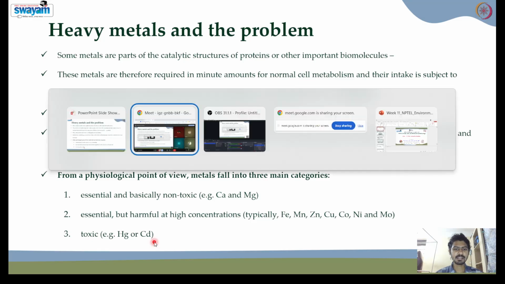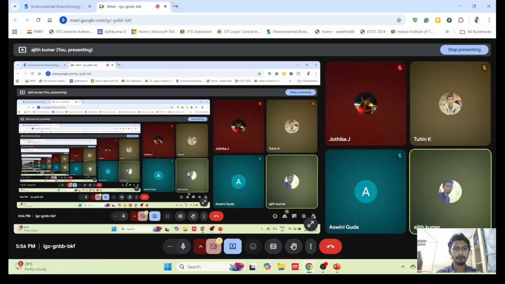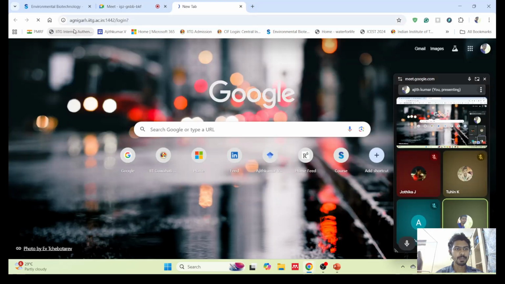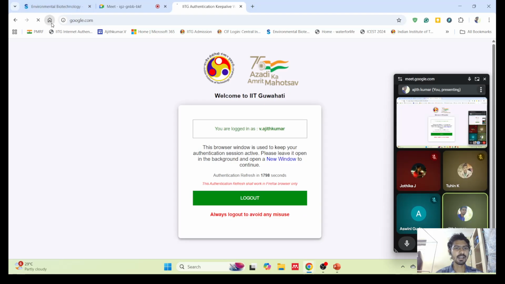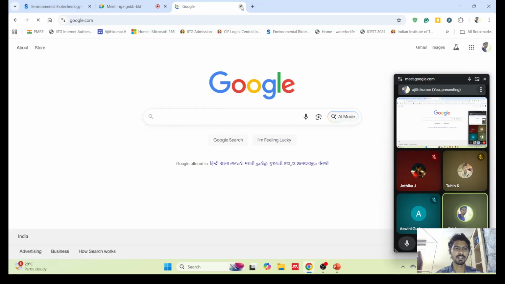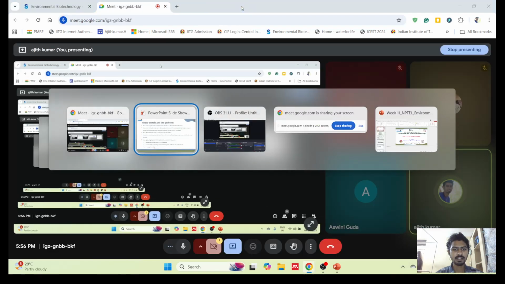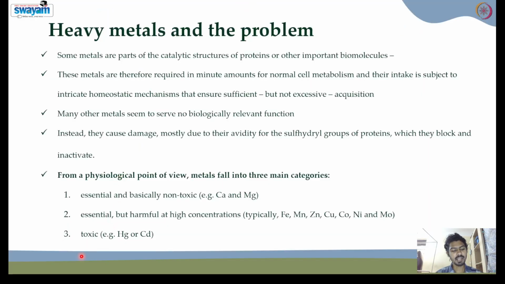And the second class is they are essential but hazardous at very high concentration. And the third category is they are very toxic, as we have seen in the case of mercury and cadmium. Even a very minute quantity can cause a hazardous effect to the environment.